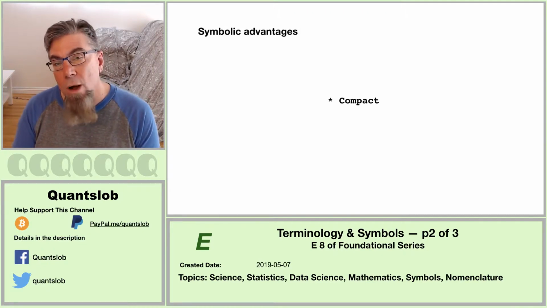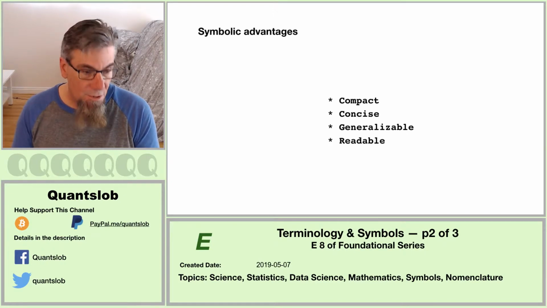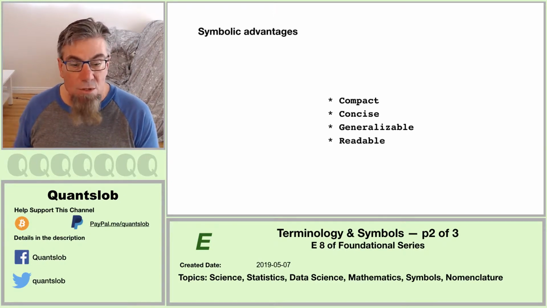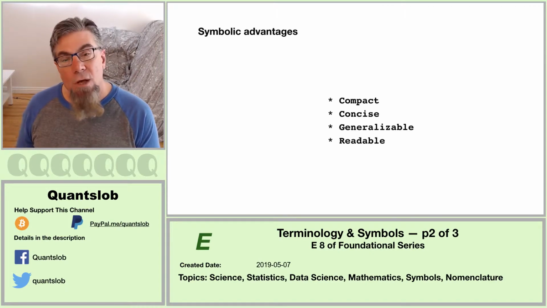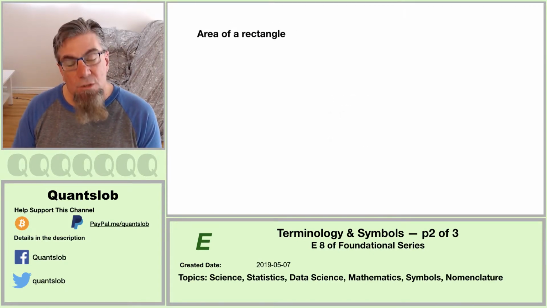So what's the deal? Why do mathematicians so universally use symbols? Well, the best answer for our purposes is simple. Using symbols makes mathematical statements much more compact, concise, generalizable, and even, as a surprise to some, much more readable. So let's consider an example.